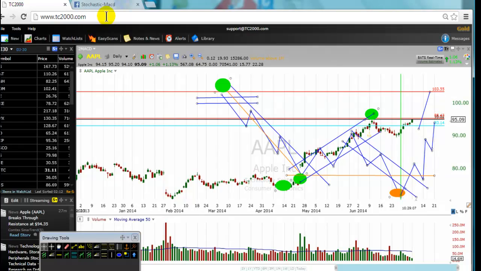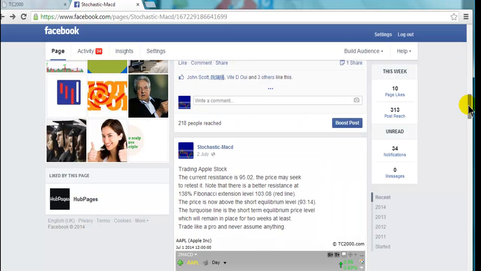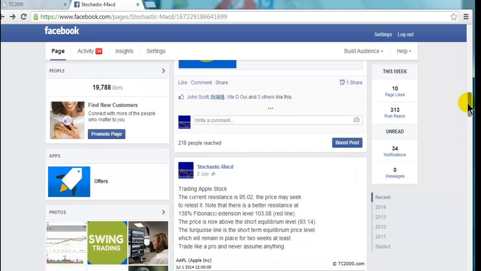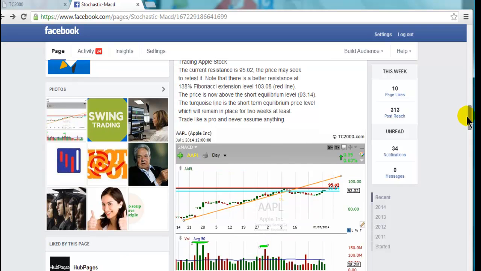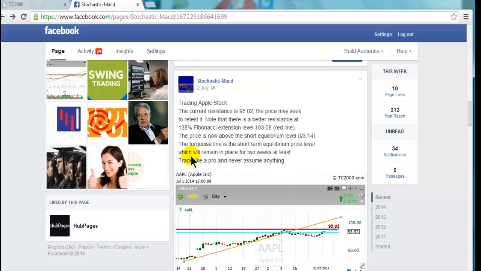You still don't believe it? Okay, let's go to my Facebook page and I can show you that. This is my Facebook page. Hopefully we see now which stock this is. Yeah, here it is, 9314, that's the turquoise line here. And we posted this on the 1st of July. Where are we? Is it correct, my date there, or is it the chart? Yeah, 2nd of July, right here.